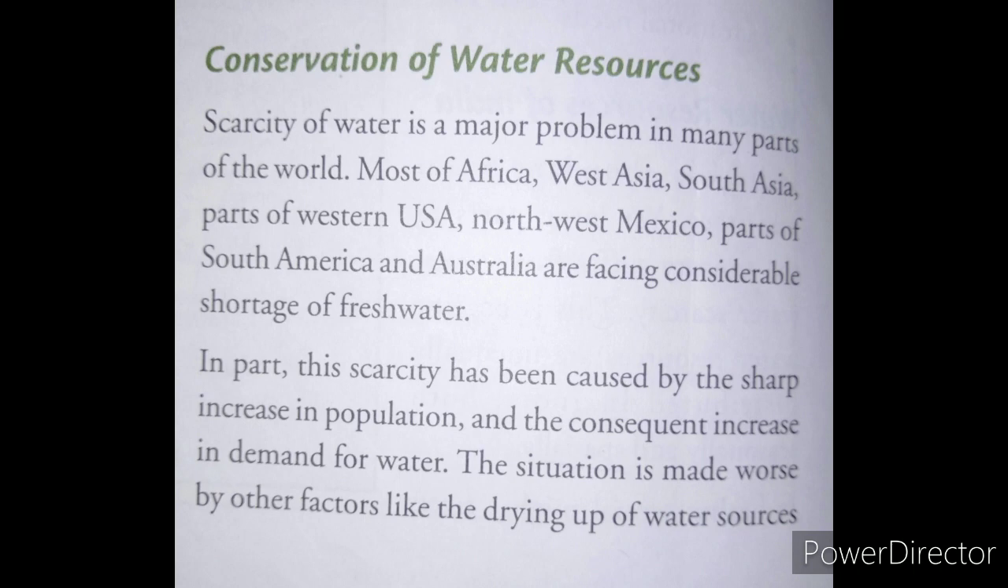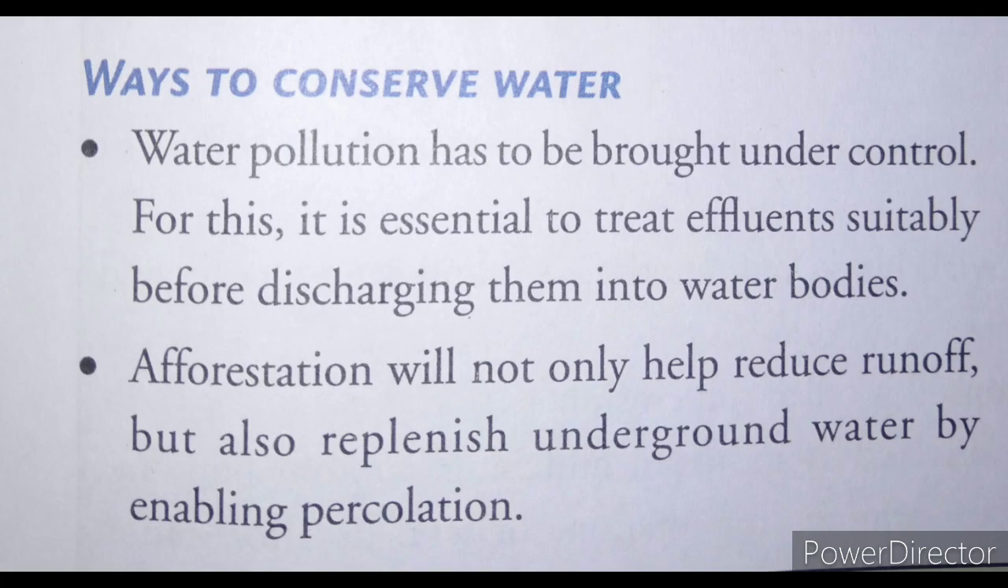So keep this in your mind that fresh water is very essential for human beings, not only for drinking but also for creating something. Let us discuss what are the ways to conserve water, what are the ways that you can save water for your future. As you can see, water pollution has to be brought under control. For this it is essential to treat effluents suitably before discharging them into water bodies. Water bodies like rivers, oceans are very essential, and we should not throw waste materials in that water.